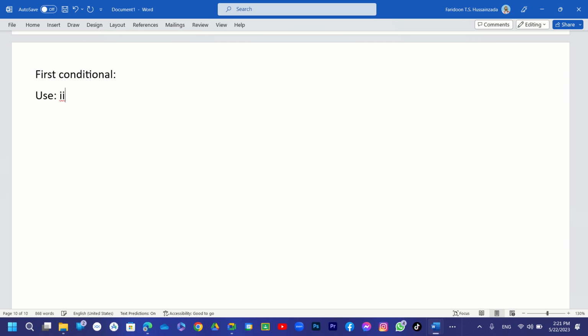It is used to talk about a future possibility with a condition. With a condition. Done. Very easy. It is used to talk about a future possibility with a condition.